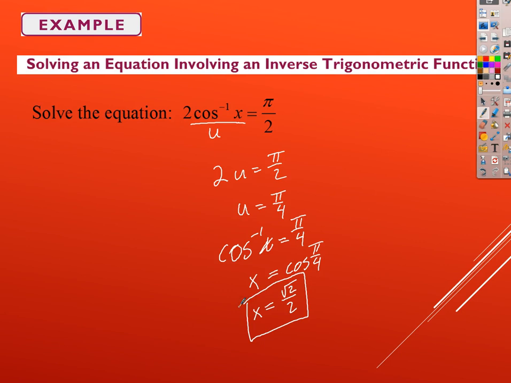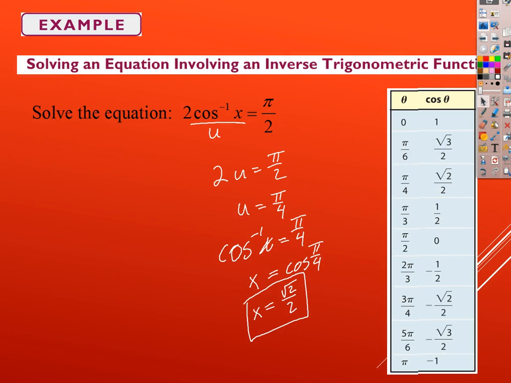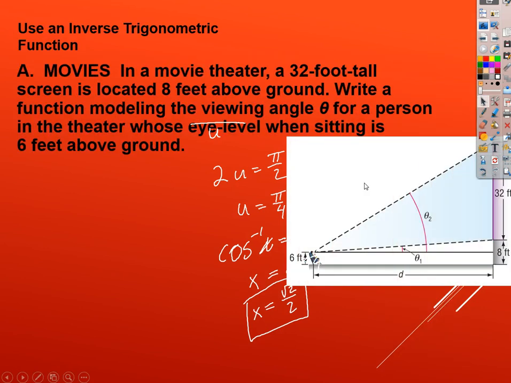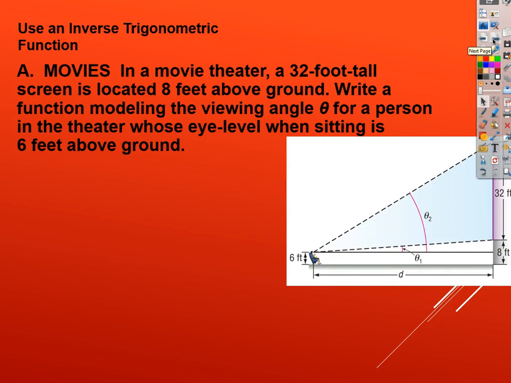Hopefully that helps you out. Now I have to be able to use this in a problem. So here we go. It says in a movie theater, a 32-foot tall screen is located 8 feet above the ground. Write a function modeling the viewing angle for this person in theater whose eye level is set 6 feet above the ground.